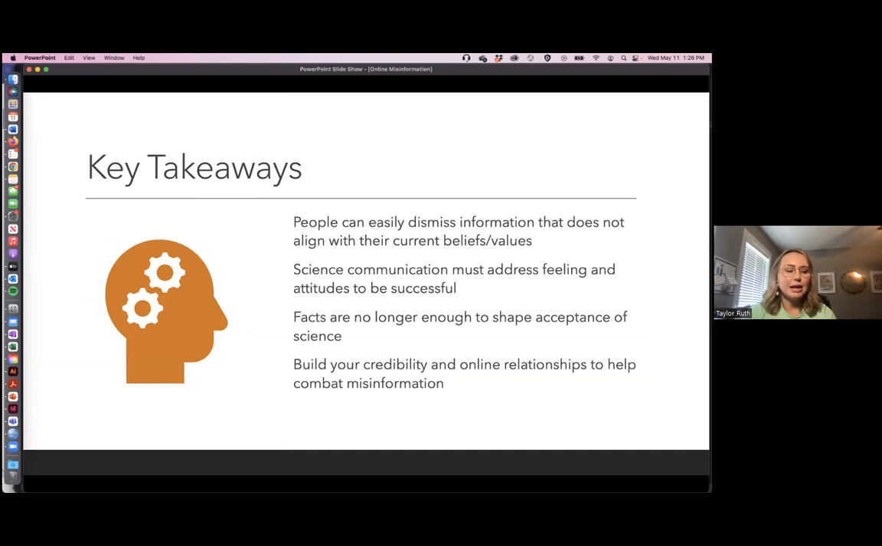But I think at the end of the day, just remembering we have to address people's emotions, their needs, their values and their beliefs, and we can't just throw facts and figures and stats at them and hope that that's going to make them more accepting of science.